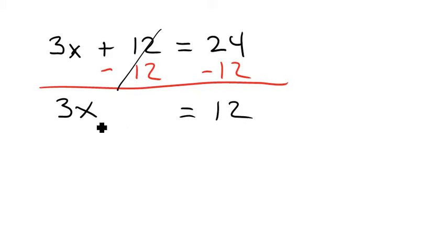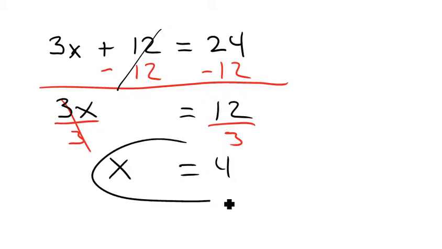Okay, and now I need to, well, you can tell your answer just by looking at it, but in case you could not, you would divide by 3, get rid of that coefficient, and then you'd have x equals 4. X is 4.